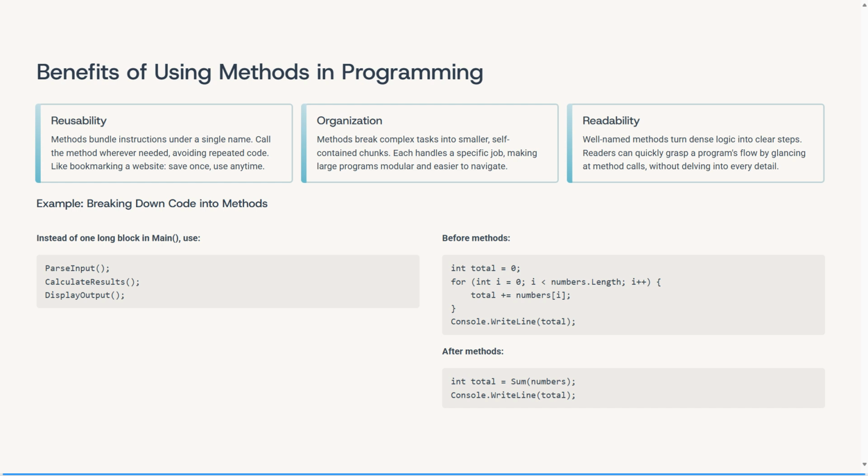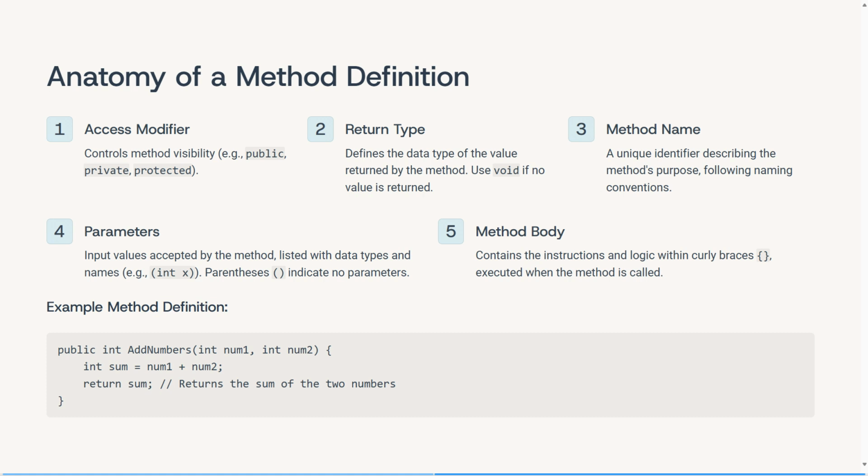3. Readability. Well-named methods turn dense logic into a clear list of steps. Someone reading your code can glance at a sequence of method calls and immediately grasp the program's flow without diving into every detail. Let's now understand anatomy of a method.